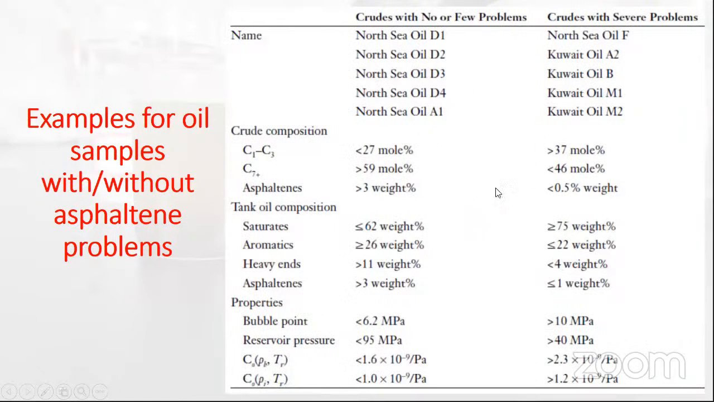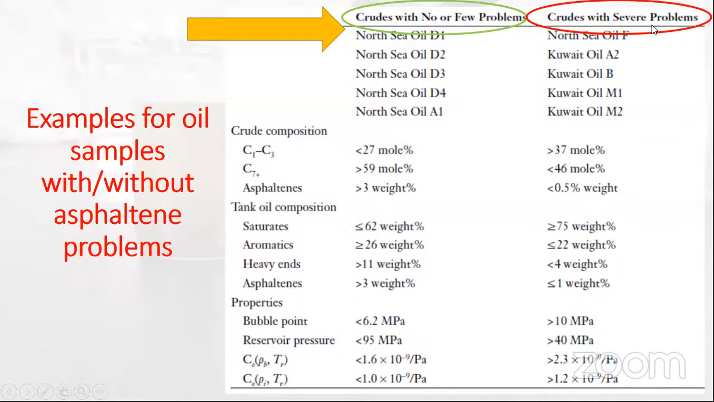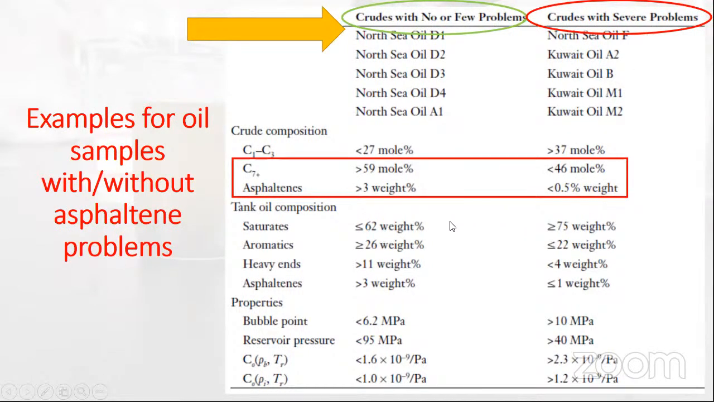These are two examples for two oil samples. The first having no problems for the asphaltene deposition, and the other one has severe problems due to asphaltenes. We can note that for the crude that has no problems due to asphaltene, the C7 plus molecular percent is higher than 59. But for the crude that has problems due to asphaltene, the C7 plus has less than 46 mole percent.